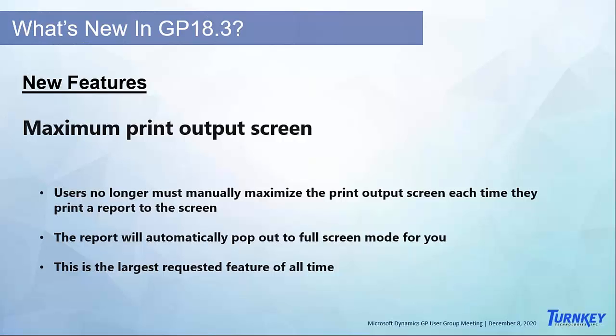Users no longer must manually maximize the print output screen each time they print a report to the screen. The report will automatically pop out to full screen mode for you. Because I know I'm used to doing this. How many times in a day do you print a report to the screen, and just by habit, you're always going to the top right to expand the report to full screen, right? So with 18.3, no longer, but with just a blink of an eye, the report will automatically pop out to full screen mode for you.